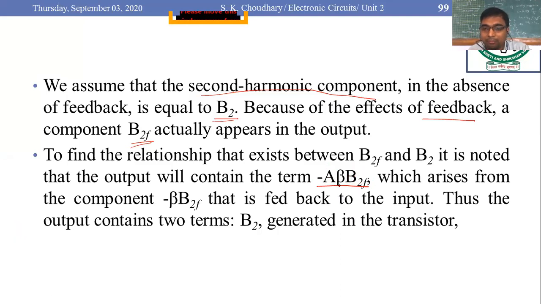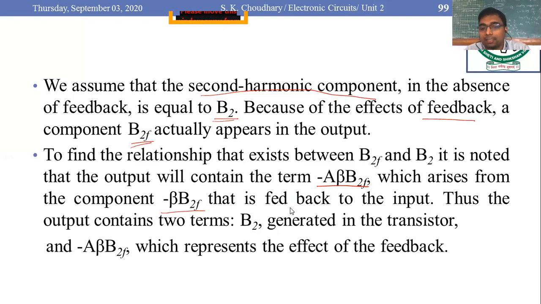and beta is the feedback factor, because this A beta B2F is passed through the feedback network, and finally we generate a feedback element as minus A beta B2F. It arises from the component minus beta B2F that is fed back to the input. Thus, the output contains two terms. The first is B2, generated in the transistor without feedback. The second is minus A beta B2F, which represents the effect of feedback.